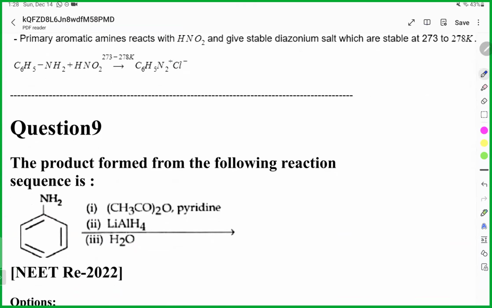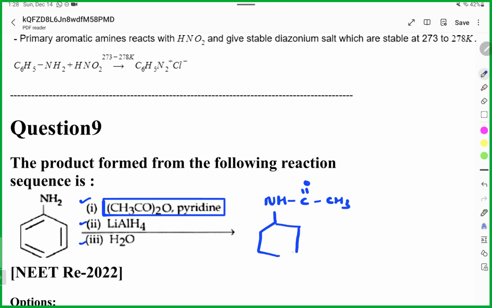Pratigya, yesterday you were asking about this type of question. First we have to do the first reaction, then the second reaction, then the third reaction. This is given in electrophilic substitution. The first reaction product will be NHCOCH3. Correct? Acylation reaction.